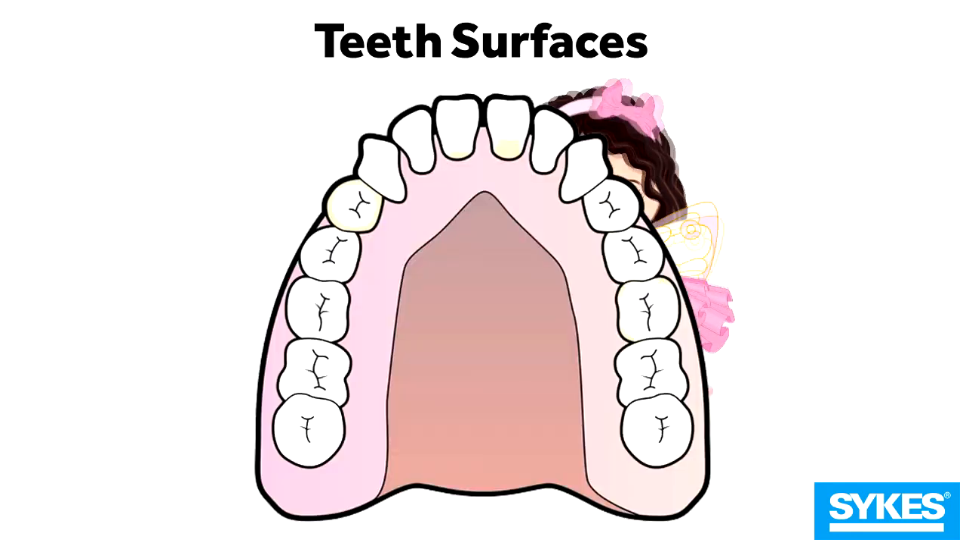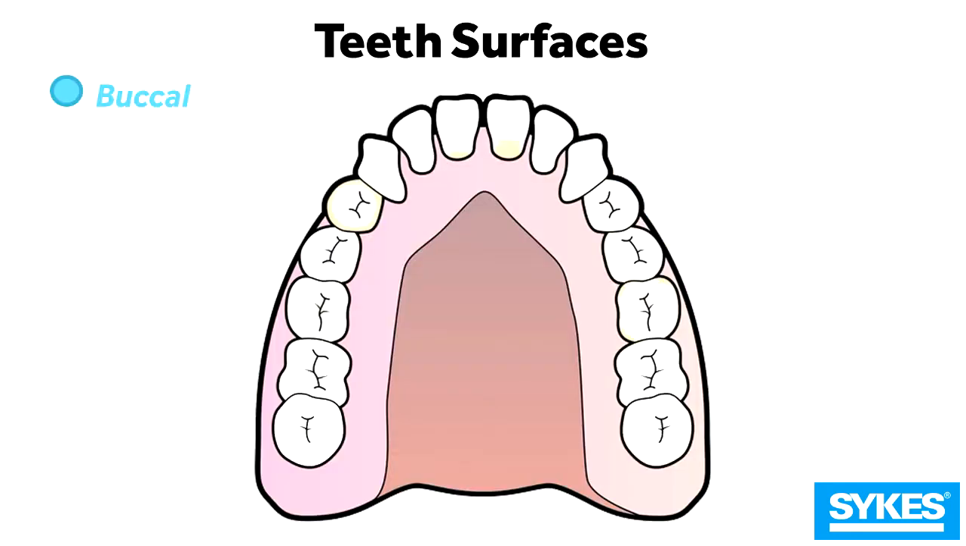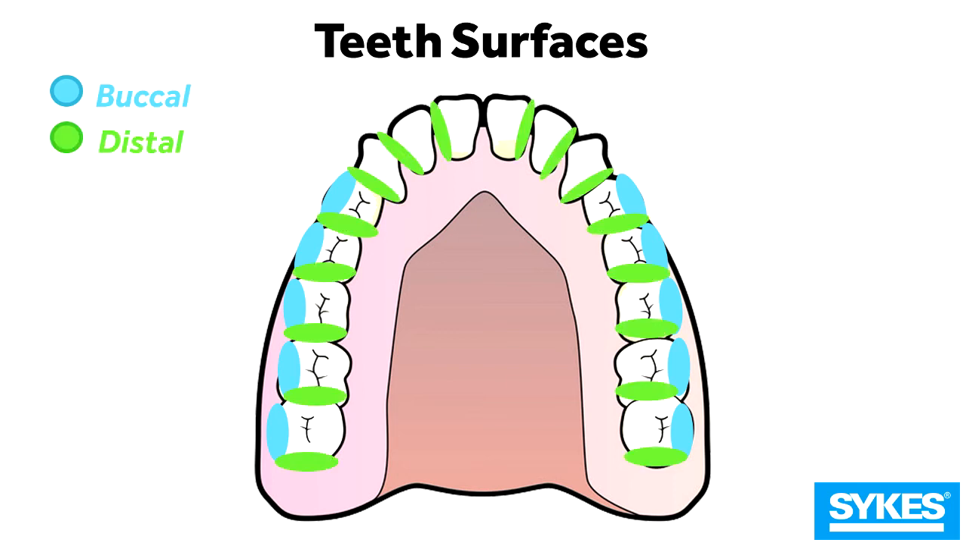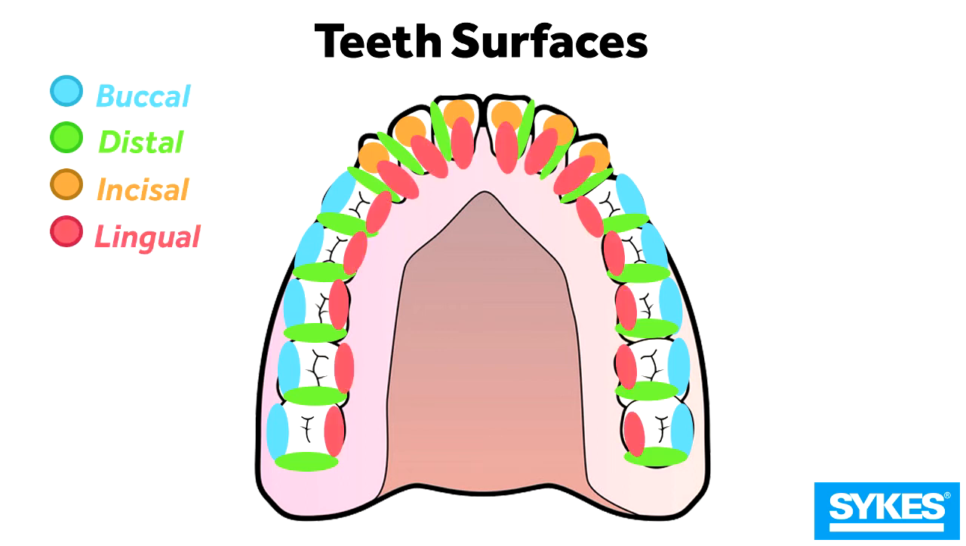Check out the types of surfaces. Buccal, the surface of posterior teeth facing the cheeks. Distal, the surface of a tooth that faces away from the middle of the face. Incisal, the biting edge surface of anterior teeth. Lingual, the surface of a tooth closest to the tongue.